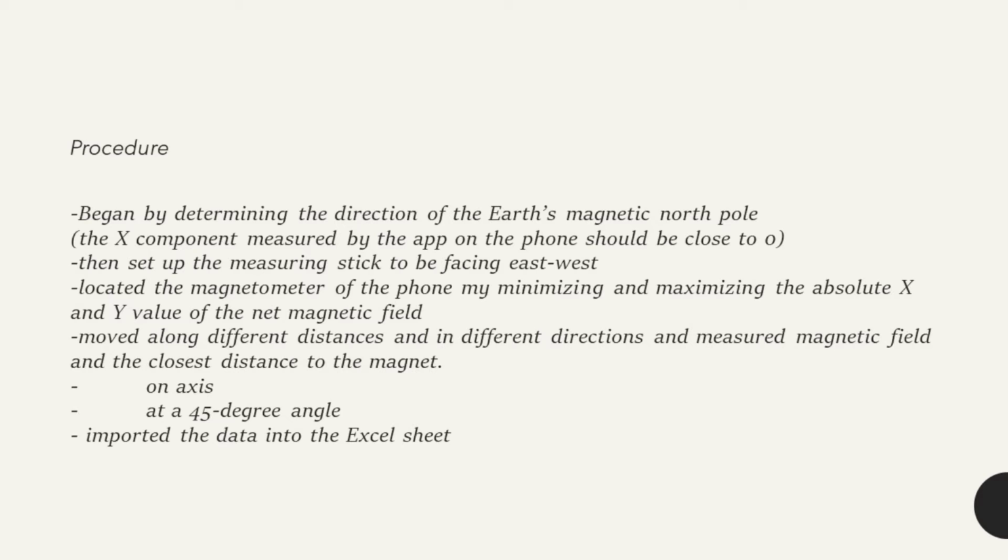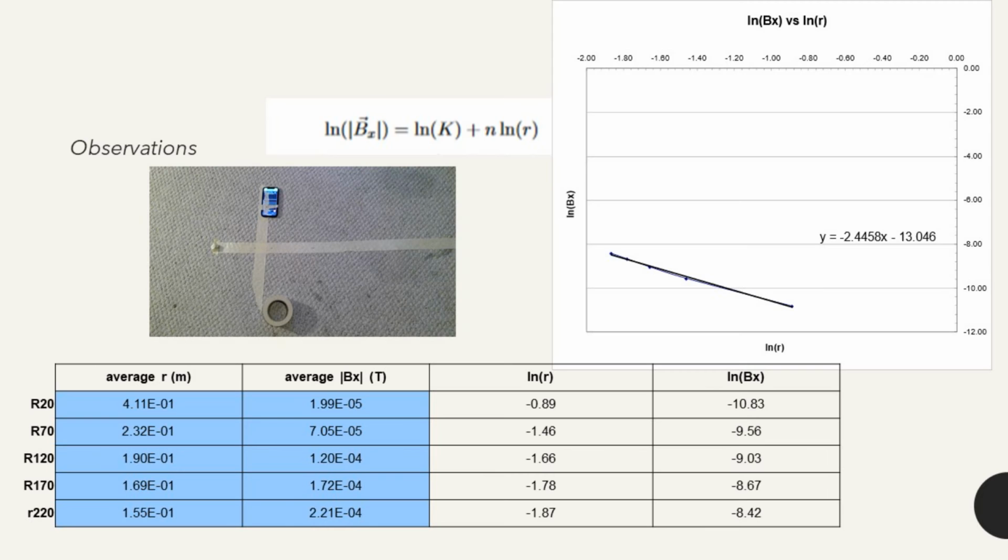We also found out that when we get closer to the magnet, there's an increase in the magnitude of the magnetic field in the x direction. As you can see on this slide, we use the natural log of the magnetic field in the x direction and the natural log of the distance to determine a slope and a y-intercept for the equation mentioned above.